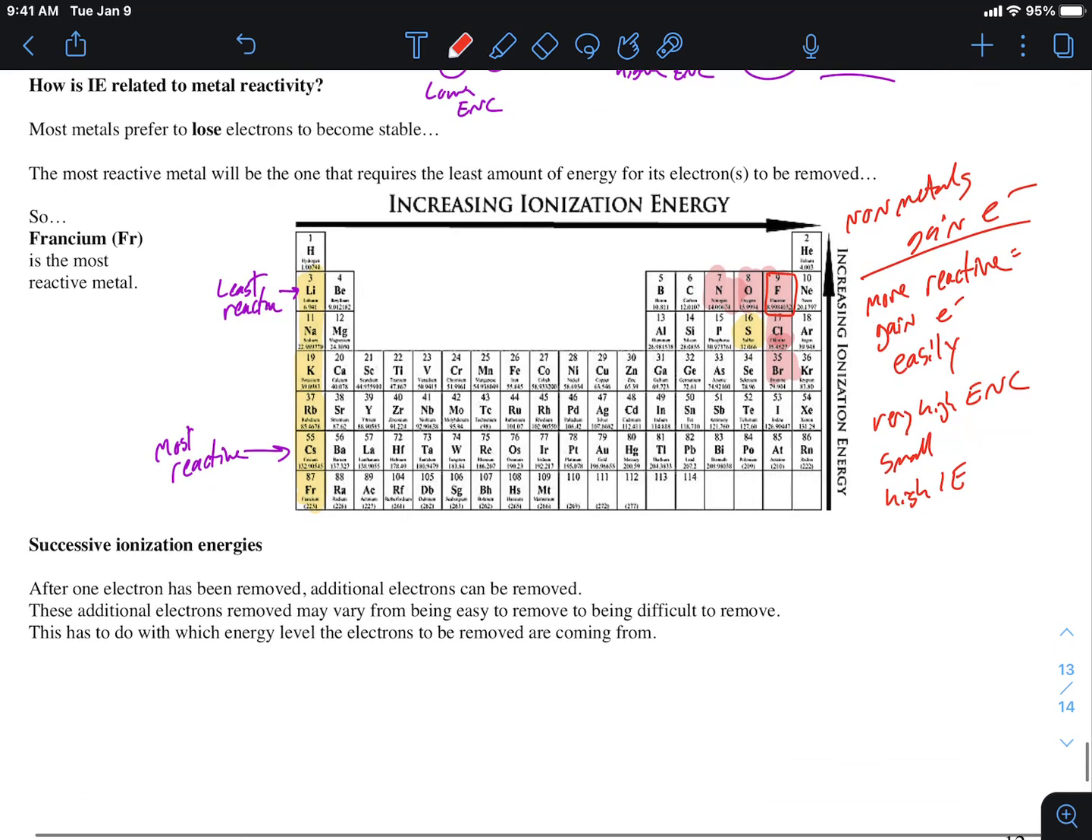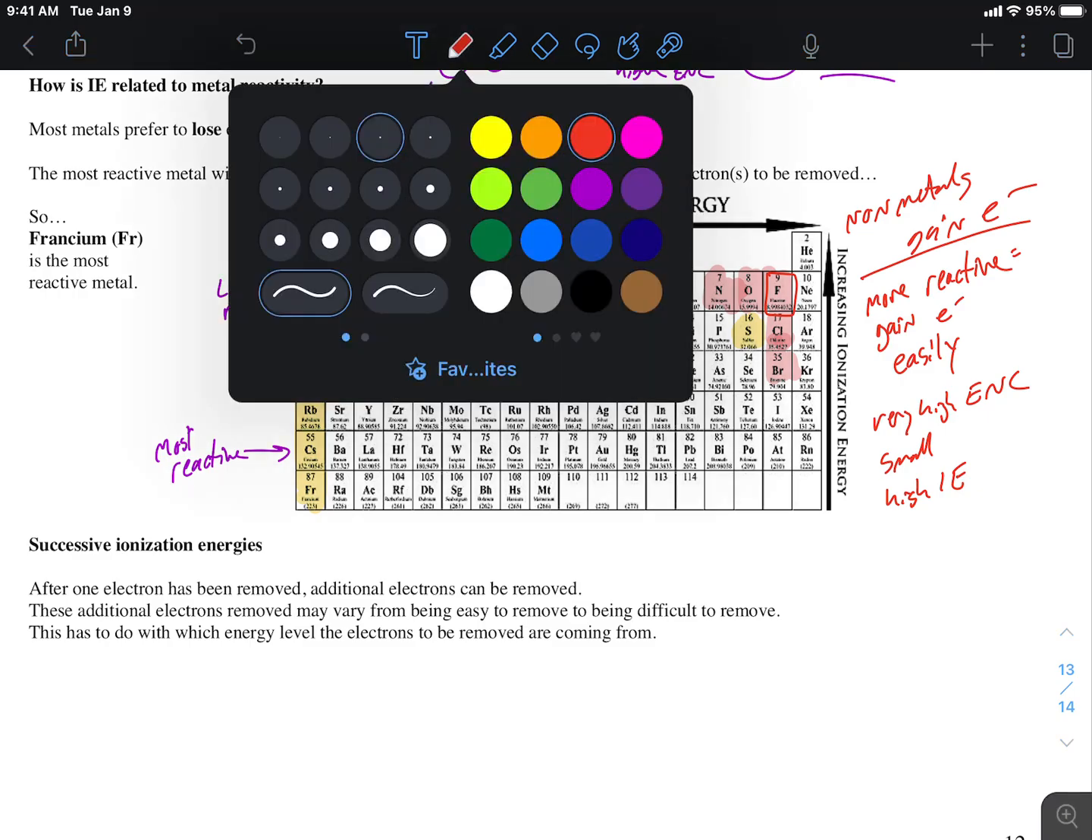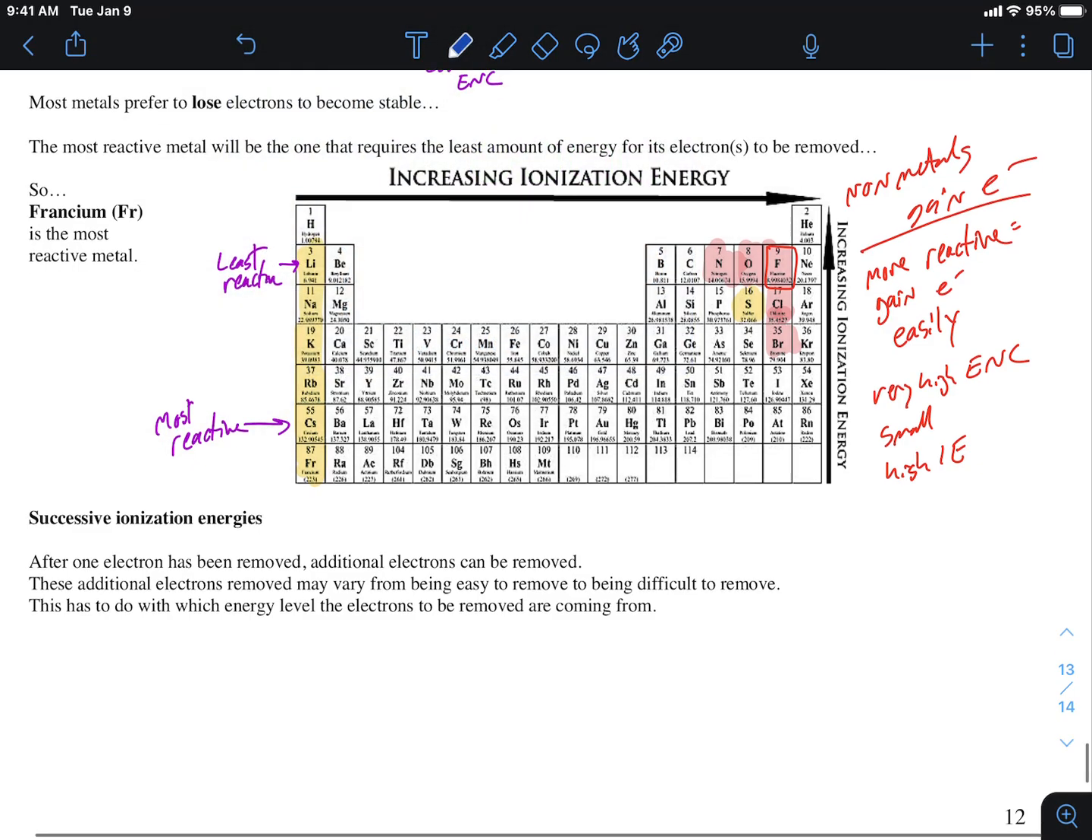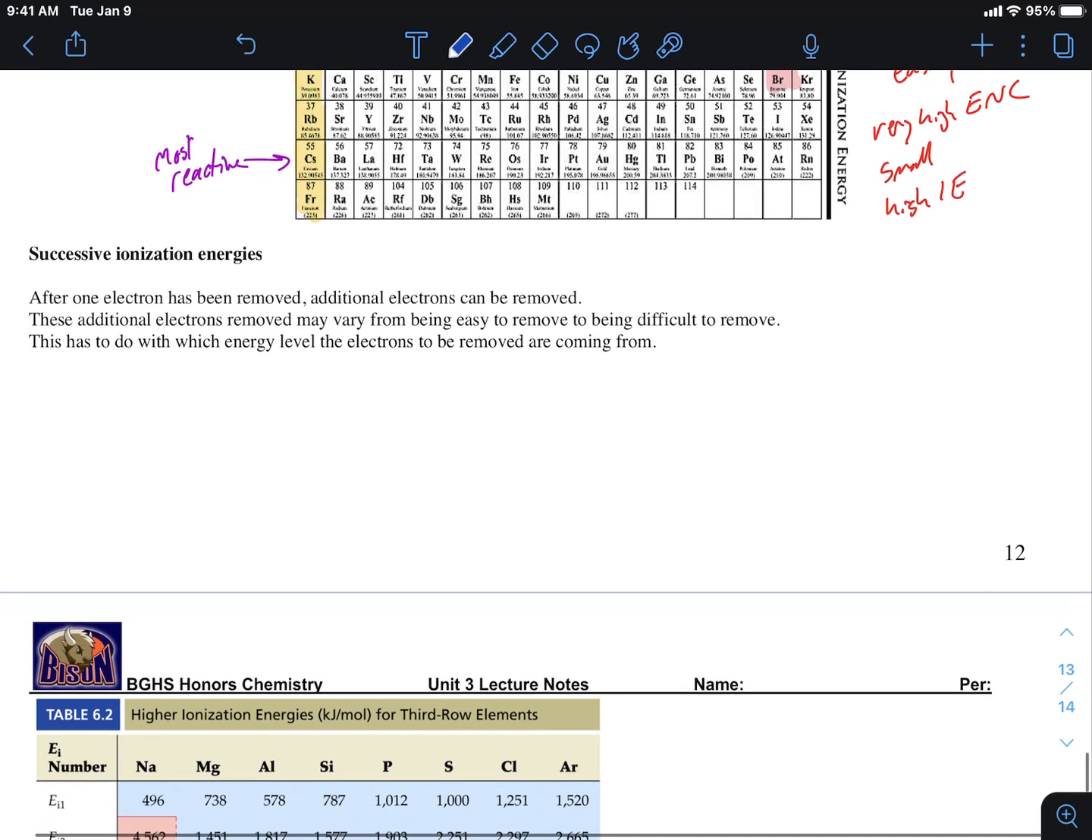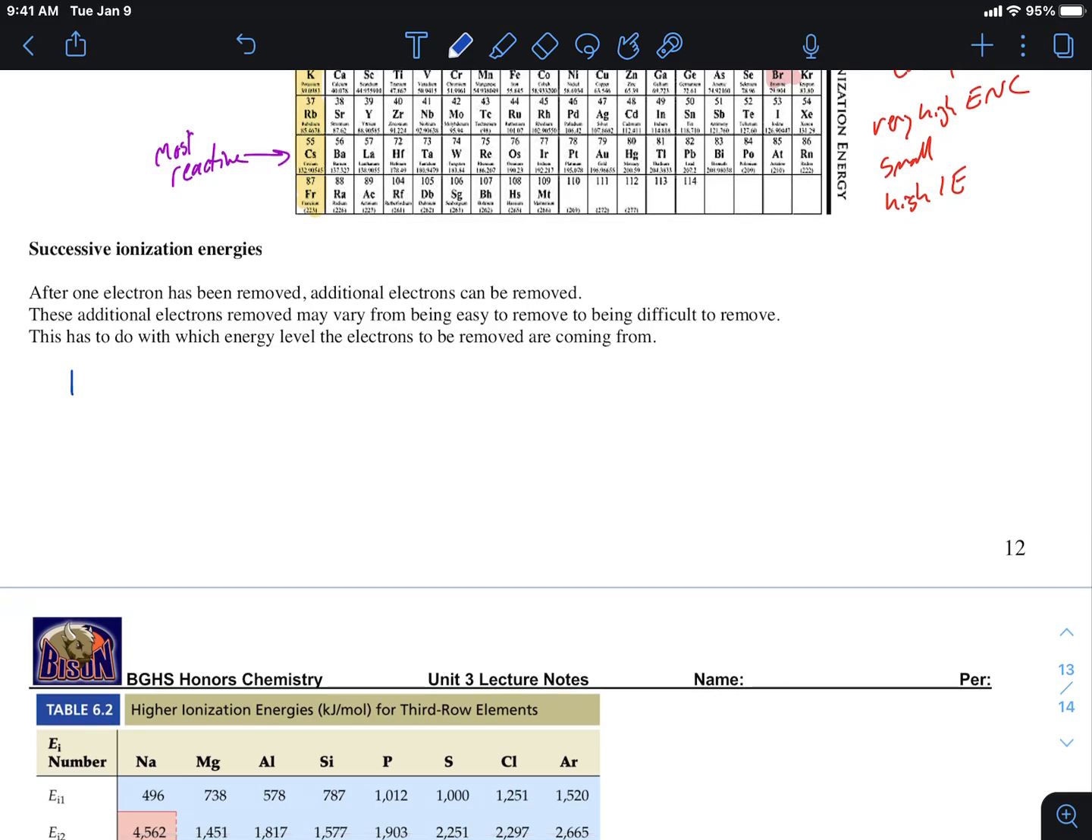So the last thing then to talk about is this concept of successive ionization energies. And this one can be kind of confusing, so I'll try to go slow. We talked about sodium before. And we said how sodium was 1s2, 2s2, 2p6, 3s1. And we went through and we identified the valence electrons and we identified the core electrons, right?